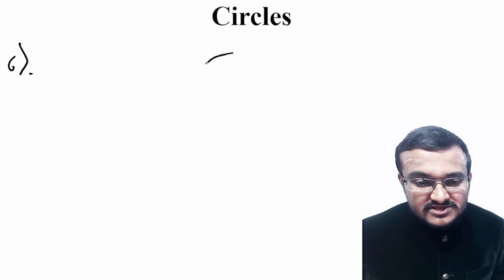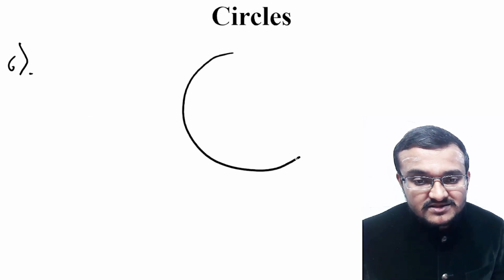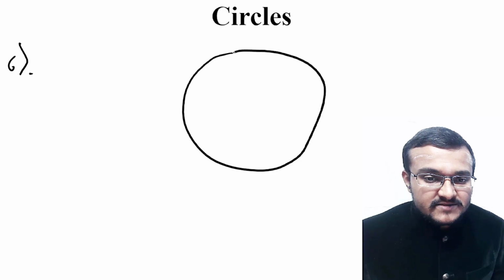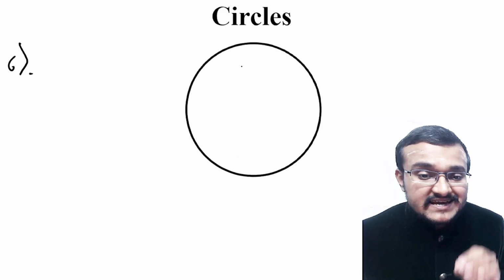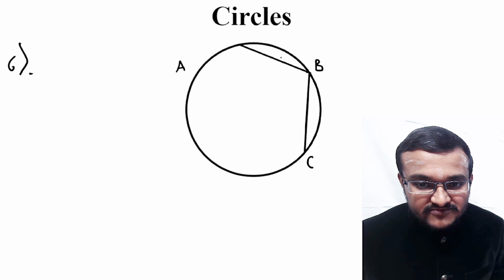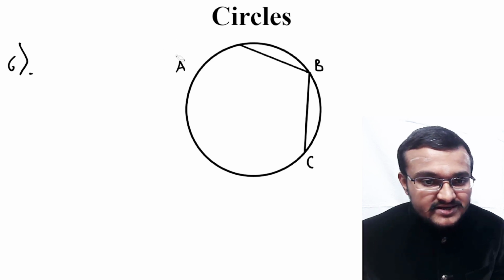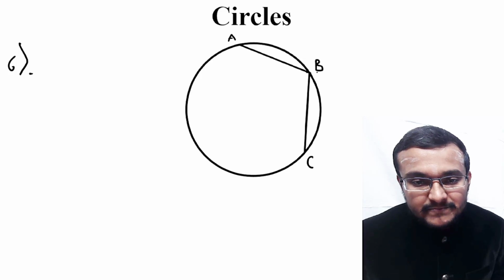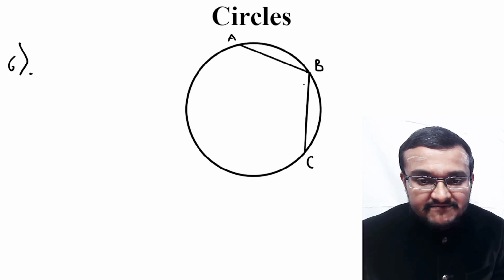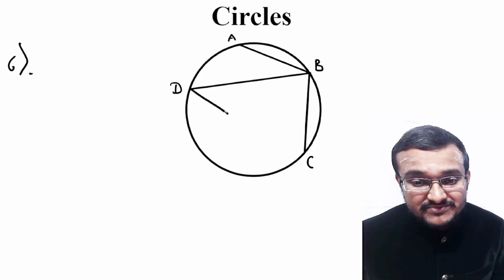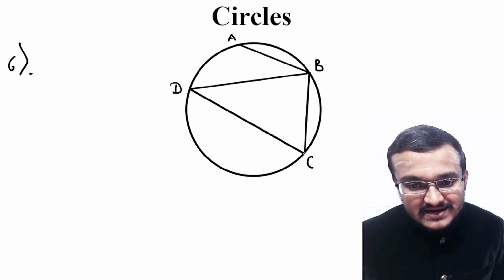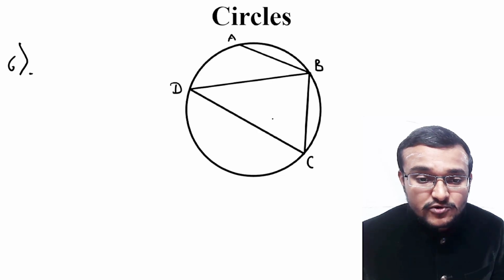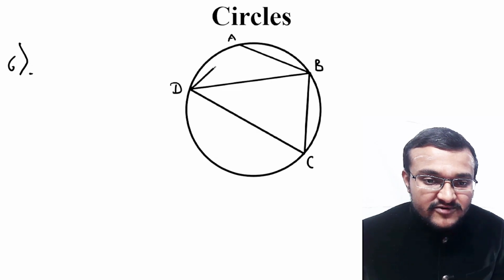So in sixth question, they have not given the diagram. So we have to construct the diagram. So here in sixth question, there is a cyclic quadrilateral in which this particular point is named as A, B, C, and we have D. So let's assume ABCD as a cyclic quadrilateral, where all the four vertices of this particular quadrilateral lie on the circumference of the circle, somewhat like this.